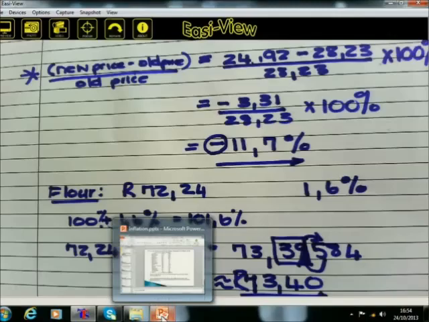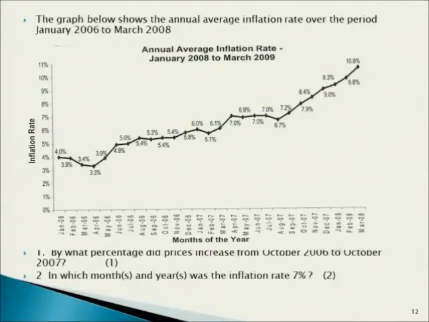Now with the next one. Here is an example of a graph again. Remember, paper 2 likes to ask questions on interpreting data. And here is once again the annual inflation rate. I want to emphasize this, the annual average inflation rate from January 2008 to March 2009.